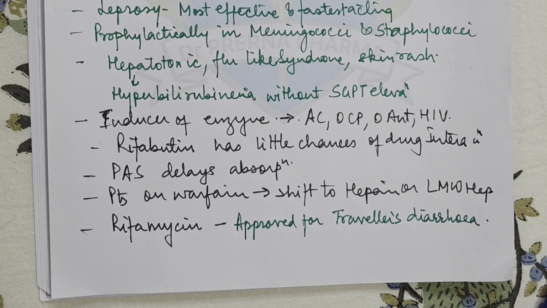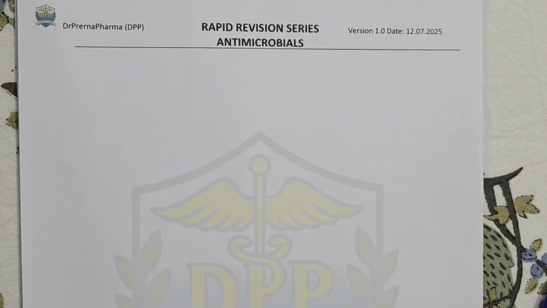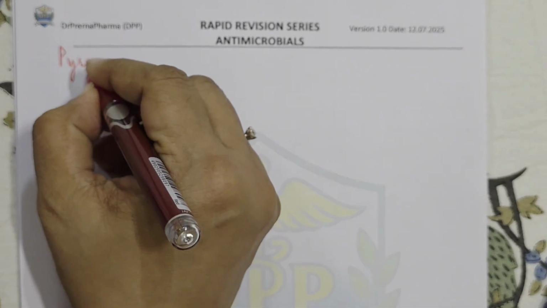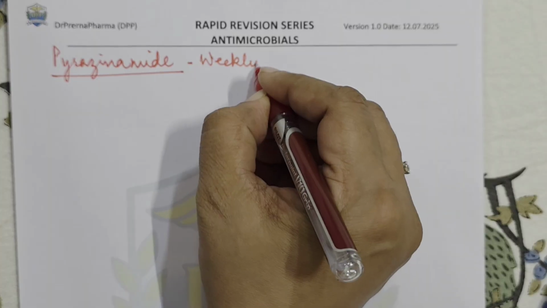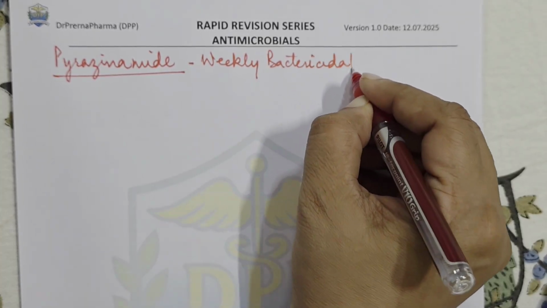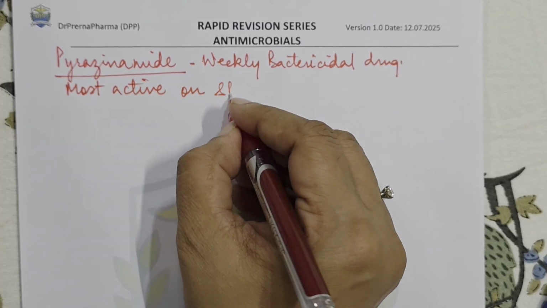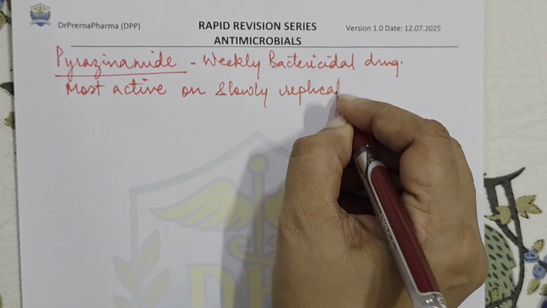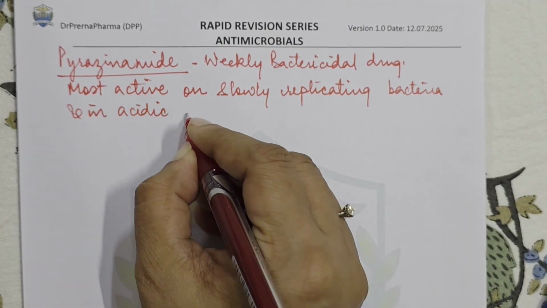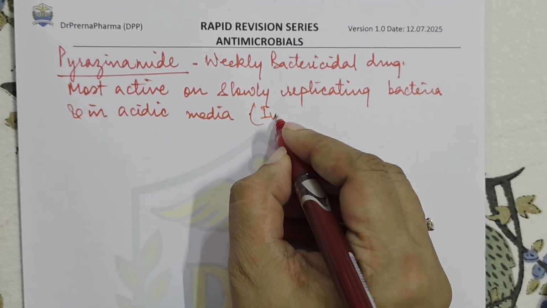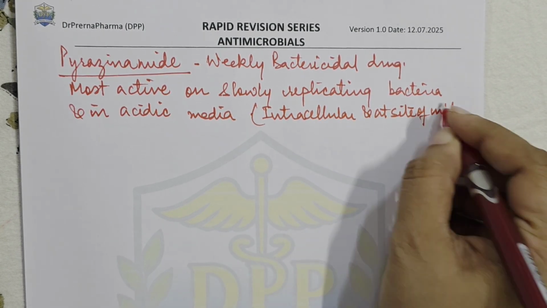Okay. So all these points were about rifampicin. Coming to the next drug in antitubercular drugs, that is pyrazinamide. Now pyrazinamide is a weakly bactericidal drug. It is most active on slowly replicating bacteria and in the acidic media, right? So that means it acts on intracellular and at site of inflammation also, right?